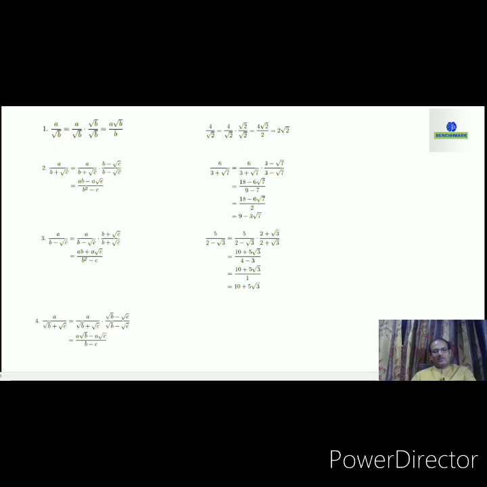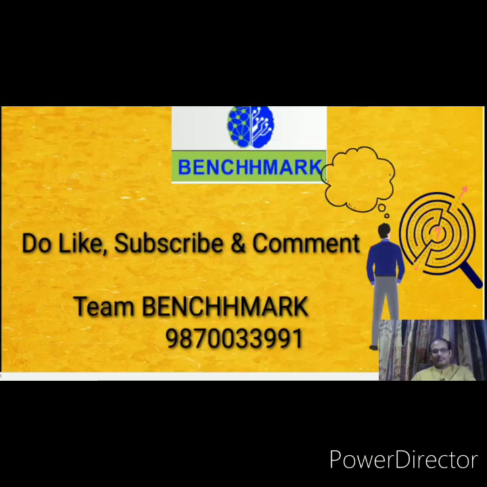One more example. A upon root b plus root c. Multiplying and dividing by its conjugate, root b minus root c. Simple example. I am multiplying and dividing with its conjugate, that is root 13 minus root 11. So I am getting 14 root 13 minus 14 root 11 upon 13 minus 11. That gives me 2. Now 14 has 2 as a common factor, so with 2 the term in the denominator gets cancelled, so I am left with 7 root 13 minus 7 root 11.